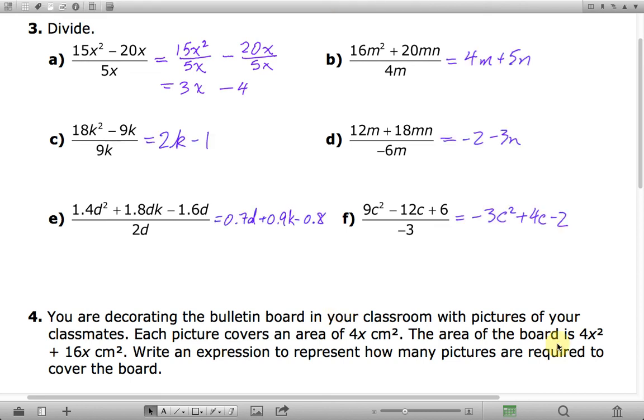Okay, so now I'm back, and you can check your answers. Part B is 4m plus 5n. Part C is 2k minus 1. Part D is negative 2 minus 3n. Part E, and hey, who doesn't like to party? 0.7d plus 0.9k minus 0.8. And part F is negative 3c squared plus 4c minus 2.